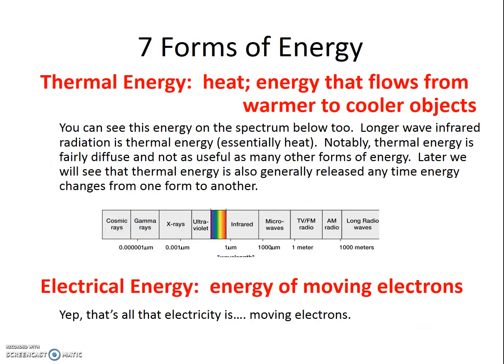Thermal energy, or heat, is energy that flows from warmer to cooler objects. Did you gather that thermal energy is pretty diffuse and often not very useful? Next, electrical energy, which we use every day, is simply the energy of moving electrons.